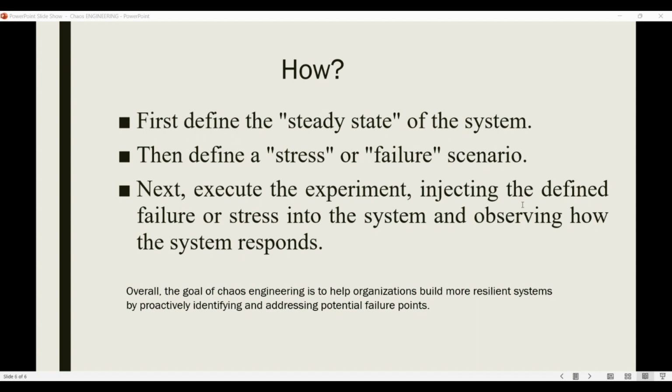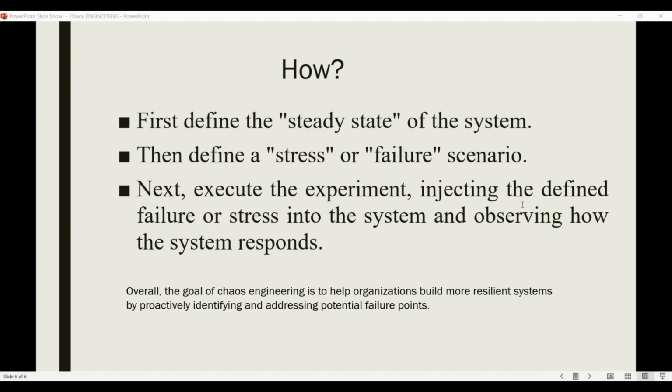Next, the engineers execute the experiment, injecting the defined failure or stress into the system, and observing how the system responds. They use monitoring tools to measure the system's behavior during the experiment and assess whether it was able to recover from the disruption or failure. So, overall, the goal of chaos engineering is to help organizations build more resilient systems by proactively identifying and addressing potential failure points.